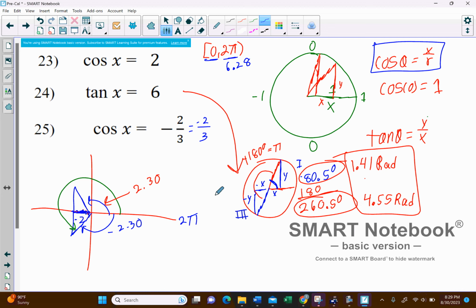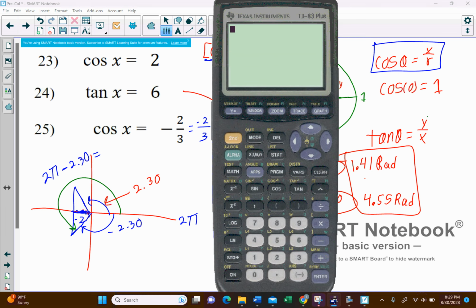So what I'm going to do is this green part, I'm going to have that as 2 pi, and then I'm going to subtract off this little extra spot right here. So I'm going to subtract off 2.30, and that should give me what that green angle is right there swinging around. So let me go back to my calculator. So I got to put in 2 pi, and then we'll go ahead and subtract 2.30, and so we get 3.98.